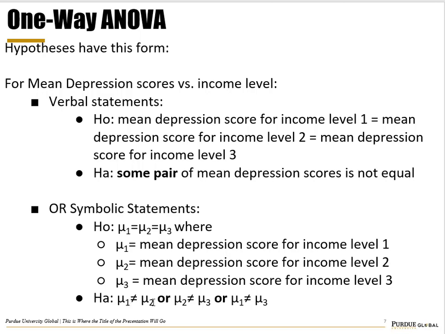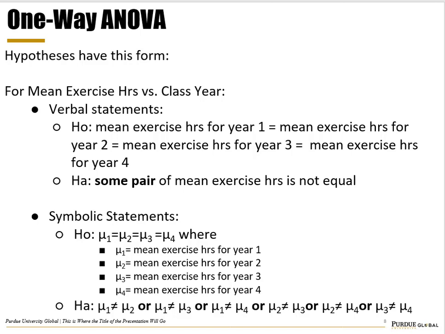And then you could do this. Since there's only 3 of them, there's only going to be 3 pairs. 1 doesn't equal 2, right? 1 doesn't equal 3, or 2 doesn't equal 3, right? That's the only way to do it. So you could do that, or you could just say at least one pair is different. And that's why those are ors and not ands, because it's at least one, right? They don't all have to differ.